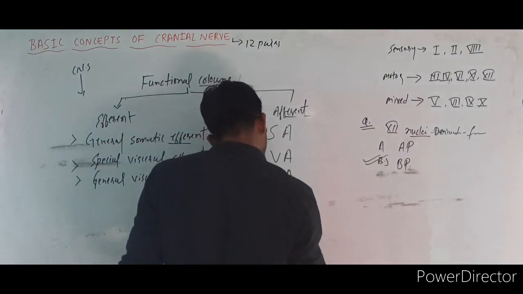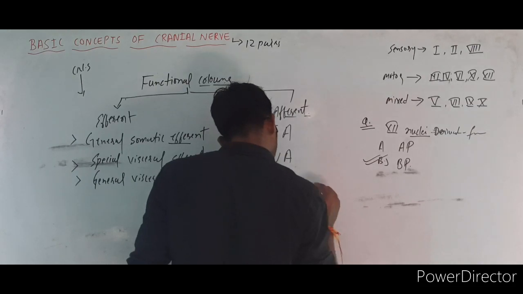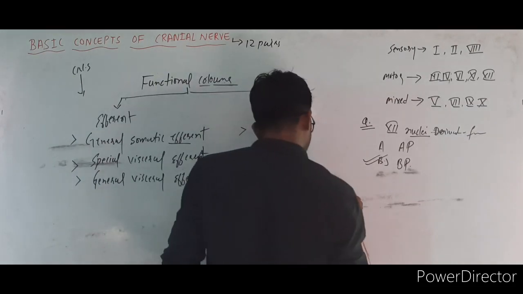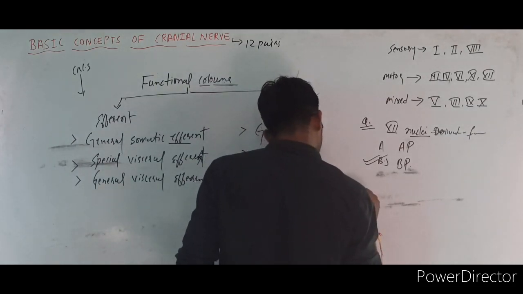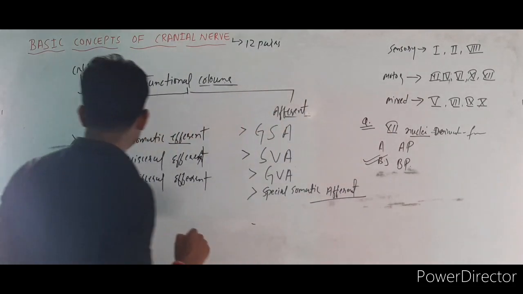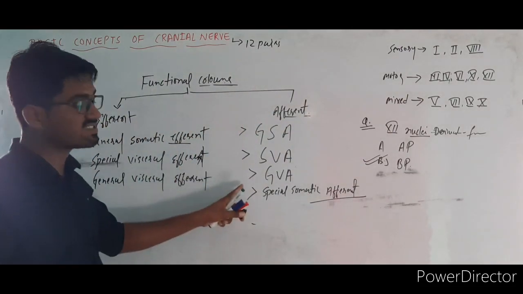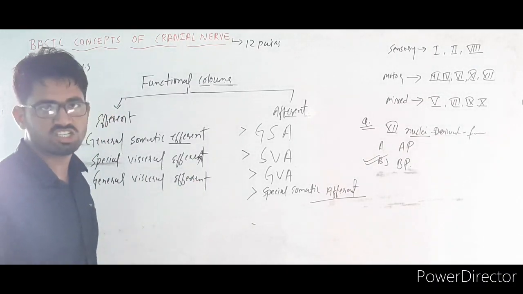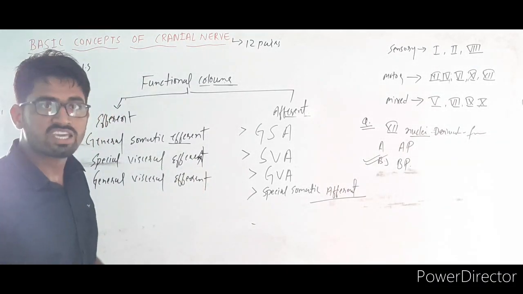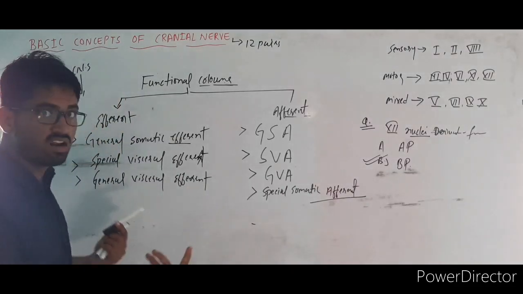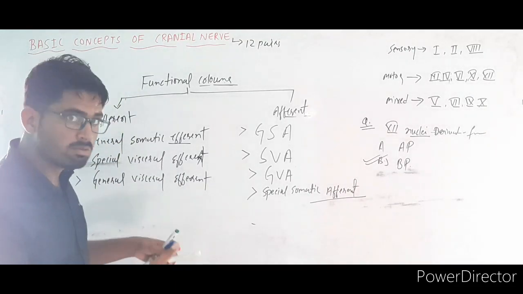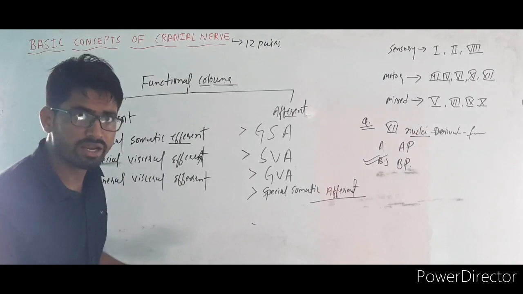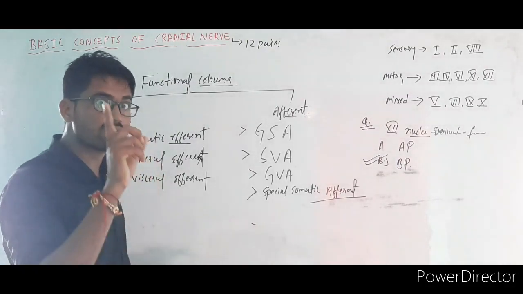Special somatic afferent. Right? Now you can see here 1, 2, 3, 4, 5, 6, 7. Right? There are 7. Now you tell me, in the oculomotor which fibers will be there? Can you tell me the facial nerve, which fiber is there? In the hypoglossal? Tell me the spinal accessory. We don't know, right? So now we have to understand one concept.